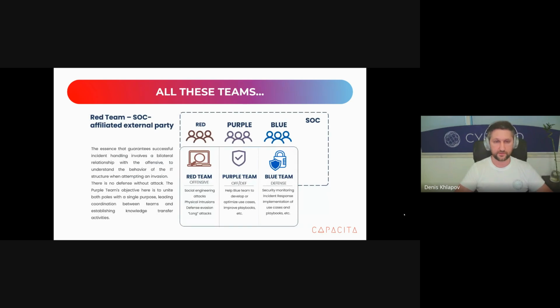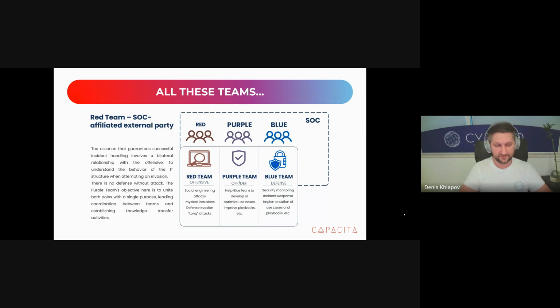Let's go to the next one. What we see here, and it's very popular in Angola as well, is that some people measure their effectiveness and how good their SOC is by color teams, like blue team, purple team and red team. Actually, I would not recommend doing this. First of all, let's define what it is. Blue team is our analysts in SOC, the people who sit and monitor all events, alerts or suspicious activity and do triage and investigation.